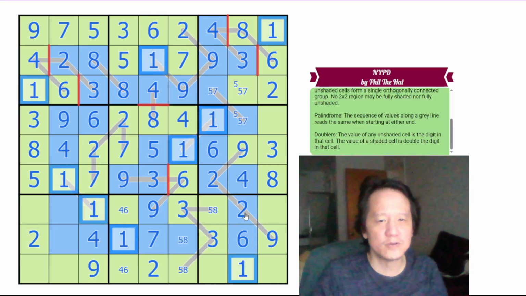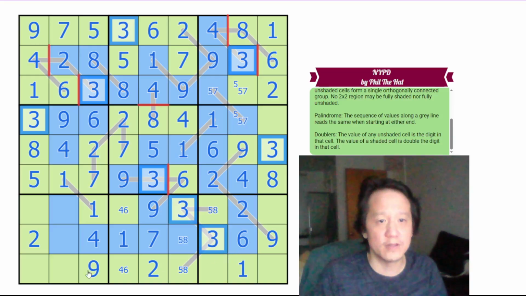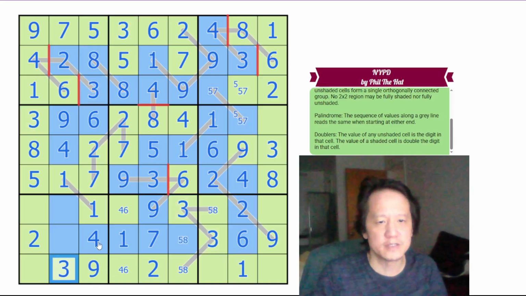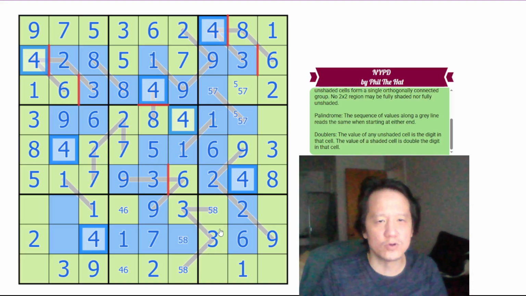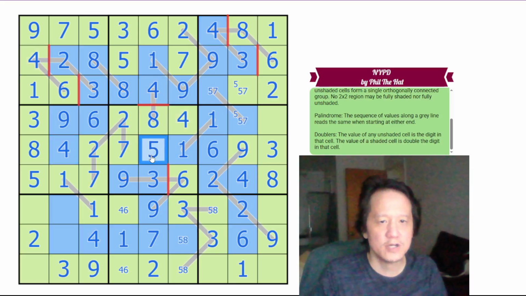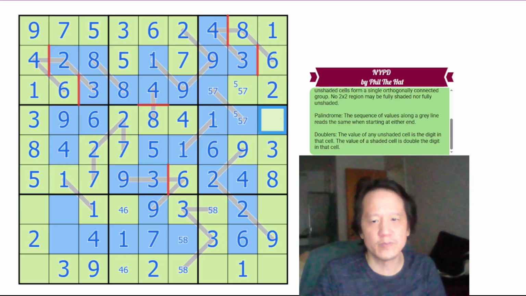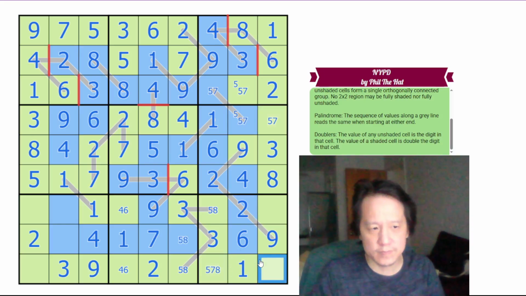1s. We should have all the 1s. 3s. We have 8 3s. We know where the last 3 has to be. It has to be here. 4s. We don't have 8 4s. We don't know where those are. 5s. 5s are kind of restricted to this. This is a 5 7 pair. This is 5 7 or 8. We don't know what that is.